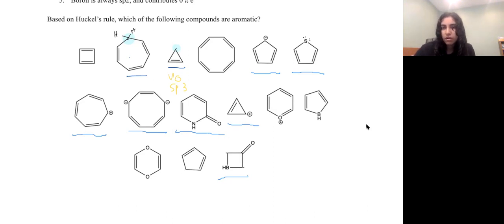The rest of them are correct because they have 4n plus 2 pi electrons. They're all cyclic and planar, but there's one missing. This one is going to be aromatic. It's just like pyridine. So the oxygen is a part of the pi bond here and it contributes 1 pi electron. So there's a total of 6 pi electrons in the system.